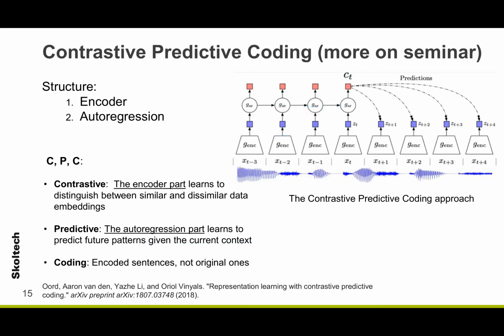Also note that if we imagine contrastive and generative approaches, we can actually combine this idea of autoregression and contrastive encoding. And more on this you will learn during the seminar, because there you will be looking at the contrastive predictive coding model, which is quite an interesting example of what we can do with it.